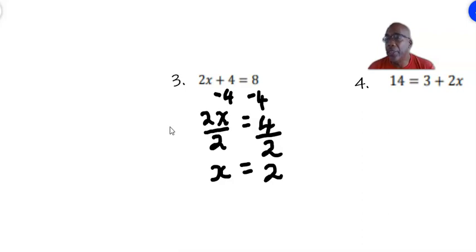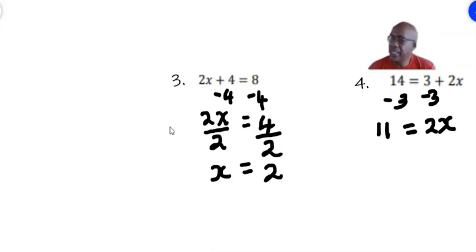So we'll subtract 3 on both sides. So we have only 2x left on the right side. So we take away 3 on the right side, and we take away 3 on the left side. 14 minus 3 is 11 equals, on the right side, 3 minus 3 is nothing, so we're only left with the 2x.